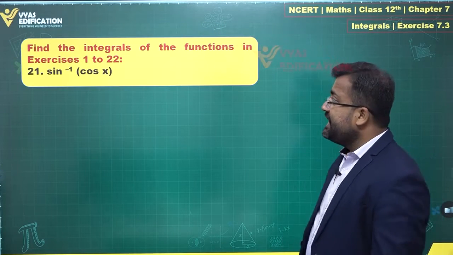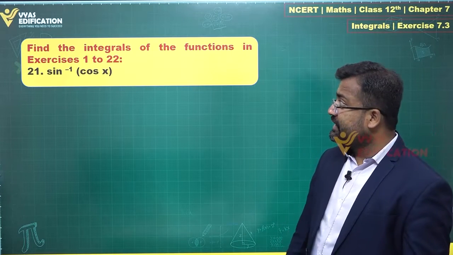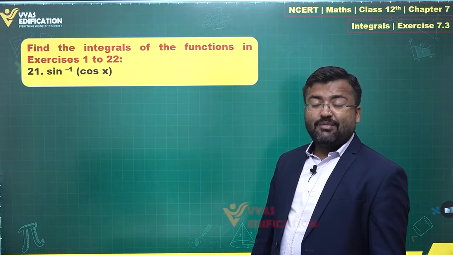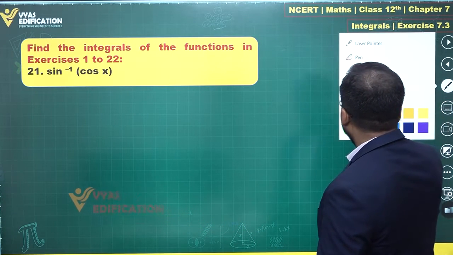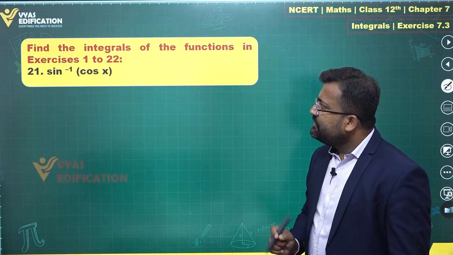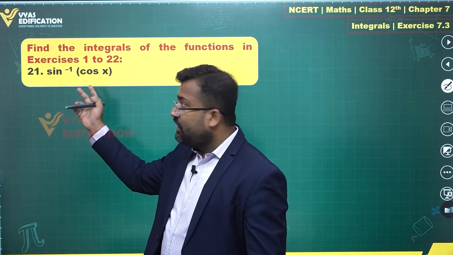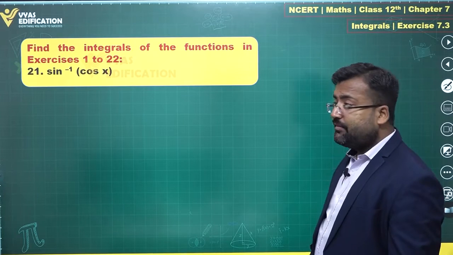Question number 21 says, if we need to integrate sine inverse of cos x, how do we handle this? Inverse functions, yes. But once again, inverse trigonometric functions we can solve with the help of properties. Now sine inverse of cos x. Had this been sine inverse sine x, it is simple. Or can we convert this in terms of cos inverse? Yes, cos inverse cos x is again simple, right?